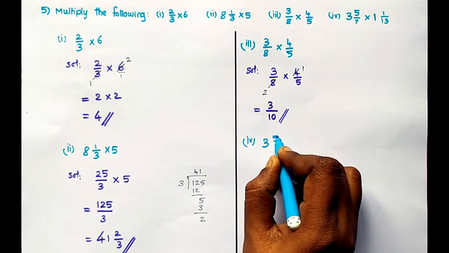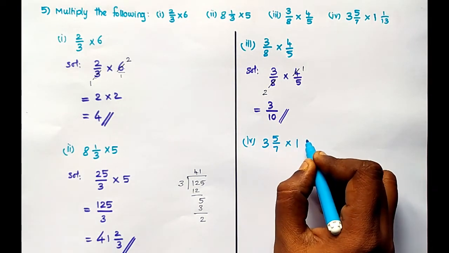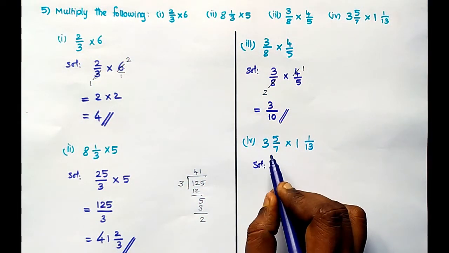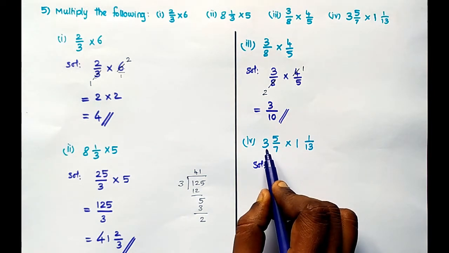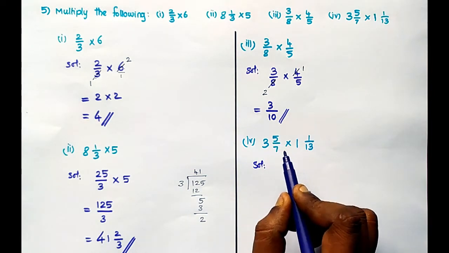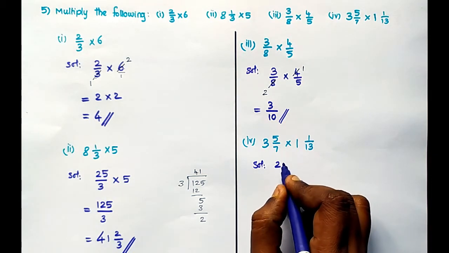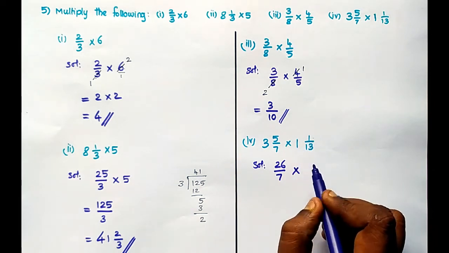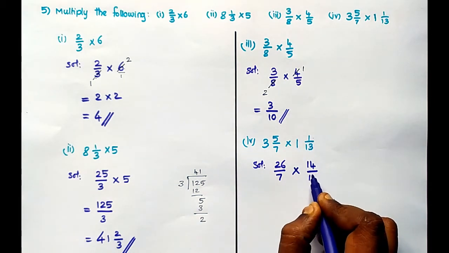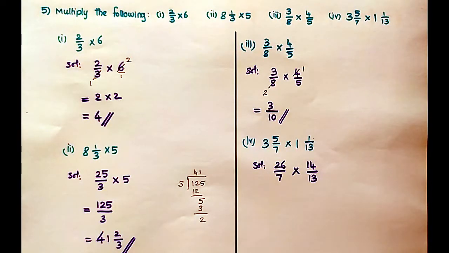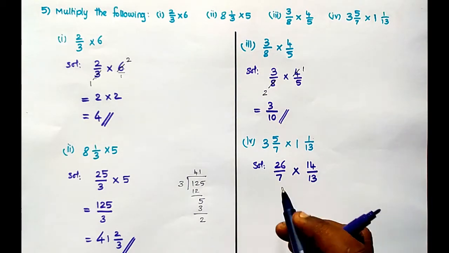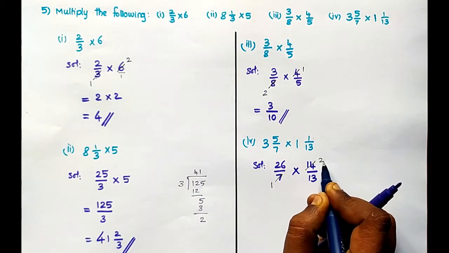3 5 by 7 into 1 1 by 13. Listen to the solution. First change into improper. So 3 7s are 21 plus 5, 26 divided by 7, into 13 1s are 13 plus 1, 14 by 13. Now the cancellation, 7 and 26 is not possible, but 7 and 14 is possible. 7 1s are 7, 7 2s are 14.